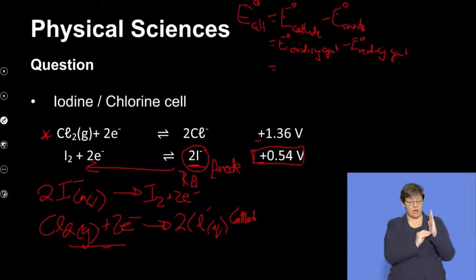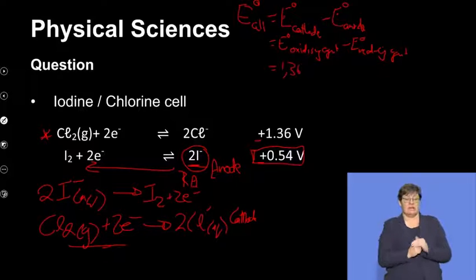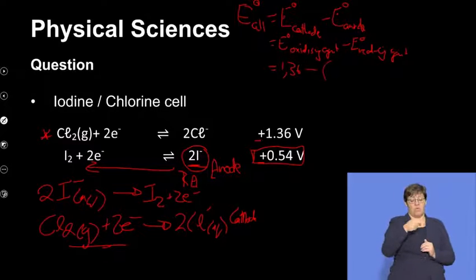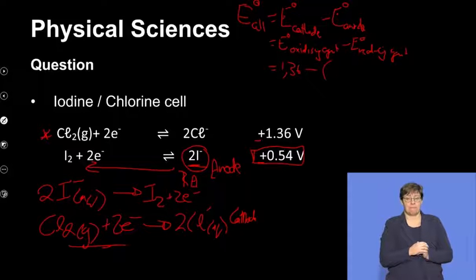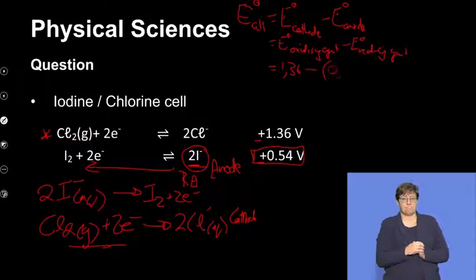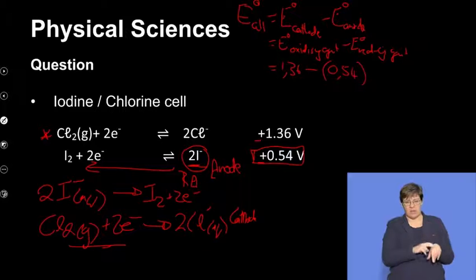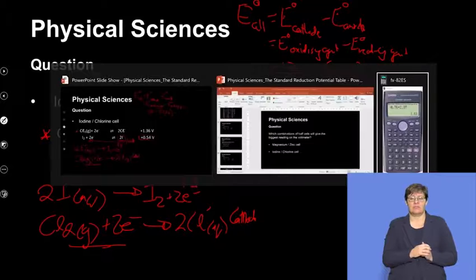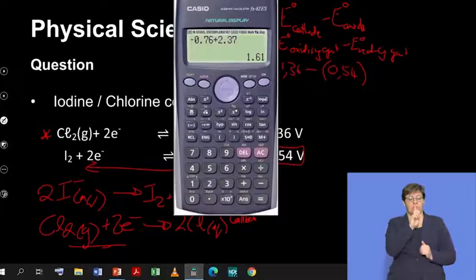We're going to write down the oxidizing agent, first of all, as 1.36, and it's positive, minus, and then in brackets, we're going to put the anode or the reducing agent, and we're going to say 0.54. Now, we didn't have to have brackets because there was no negative there, but let's get the calculator out and just put those values in.